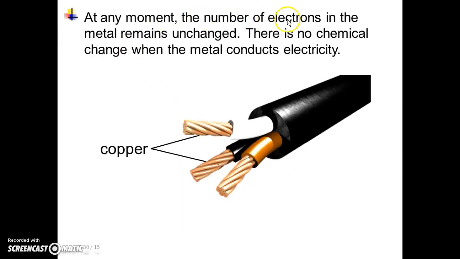At any moment, the number of electrons in the metal remains unchanged. There is no chemical change when the metal conducts electricity. If you still remember, when electrons go out one side attracted by the positive pole, at the same time the same number of electrons go back in from the negative pole. That's why the number of electrons in the metal remains unchanged all the time.